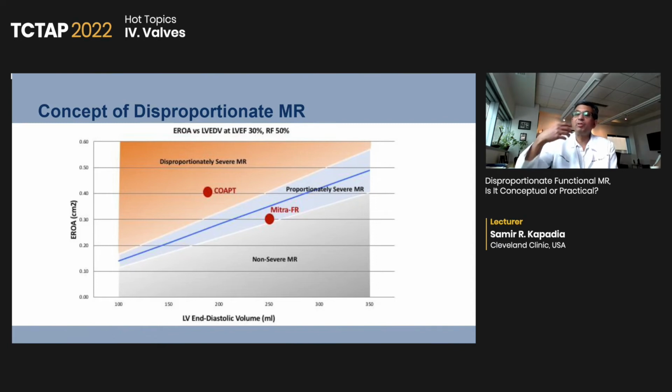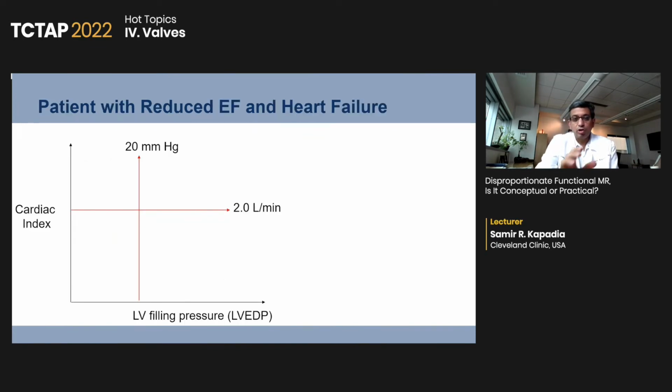The concept is that if the mitral regurgitation is the primary cause of decompensation, then treating mitral regurgitation makes sense. So this was a very simplistic concept of treating the patient, but it has a lot of different implications. As you all know, patients with a reduced ejection fraction and heart failure have a low cardiac index and high filling pressures. That can be from many reasons. So there can be low EF, mitral regurgitation, tricuspid regurgitation, atrial fibrillation.